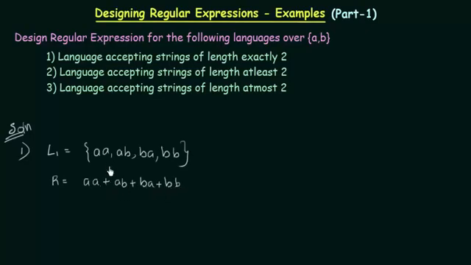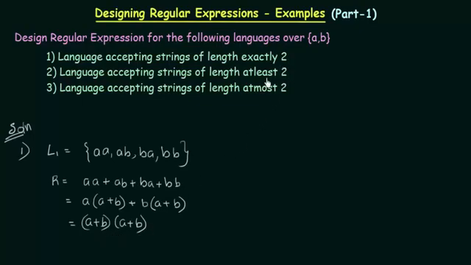Just do the union of all the strings that are possible in this set, and we can further simplify this. We can take out a common from these two terms. If I take out a common, I get (a + b) over here, and from these two terms, we can take out b as common, so we'll get (a + b) again. So this will be (a + b)(a + b). So this is the simplified form.